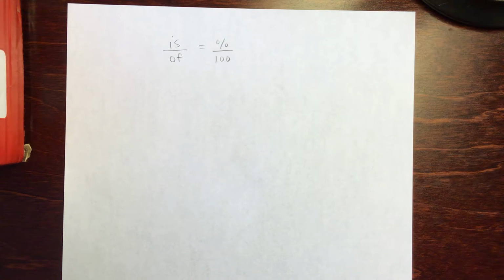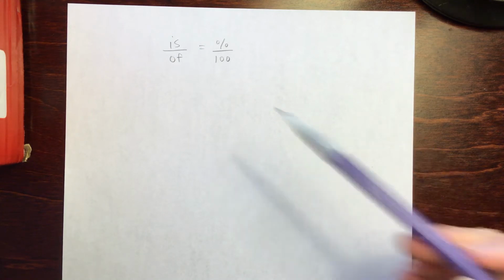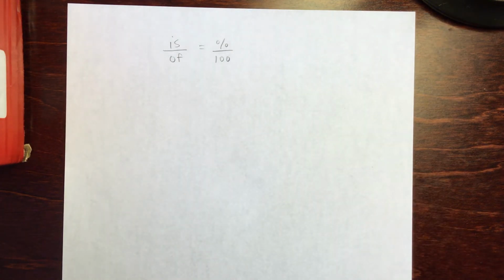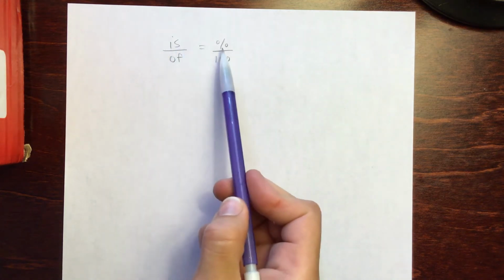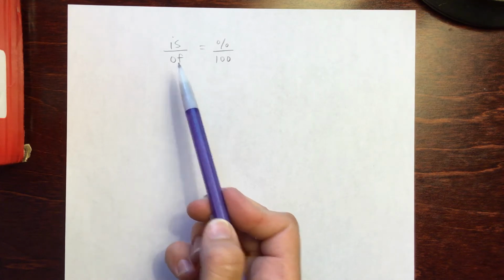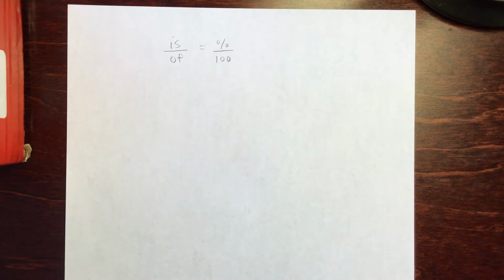So to solve all of these types of problems, I was always taught to set up a proportion, and I use the little rhyme. It's not really a rhyme, but I use is over of equals percent over 100. That was drilled into me whenever I learned this. So that just means, what number is the percent of the other number? Maybe we should do an example.